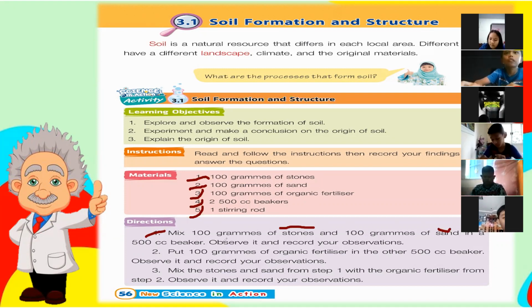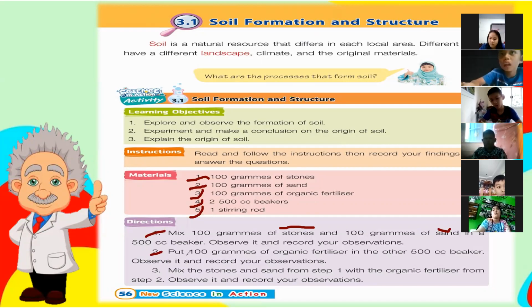Okay, so we are going to mix them in 500 cc beakers, right? And then we observe and record. Number two, we're going to put 100 grams of organic fertilizer. Organic fertilizer we are going to take, and we are going to put that in another 500 cc beaker, right? Third, mix the stone and sand from step one.